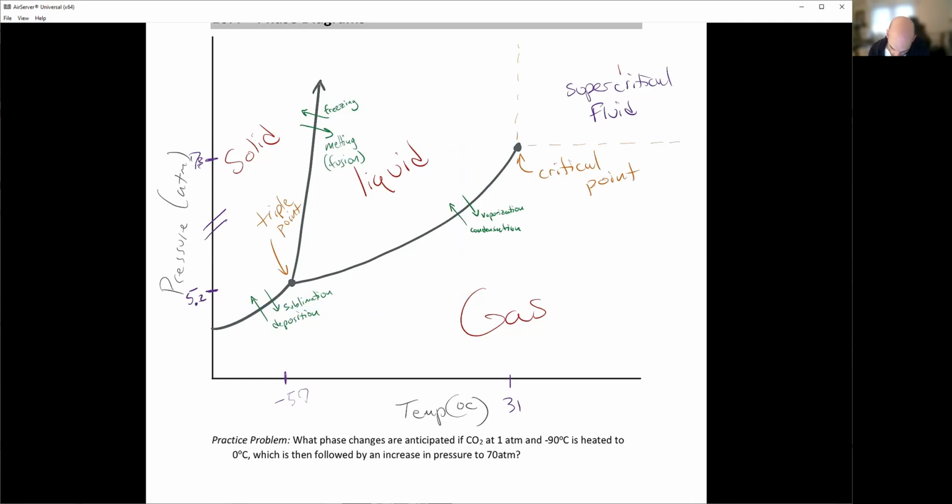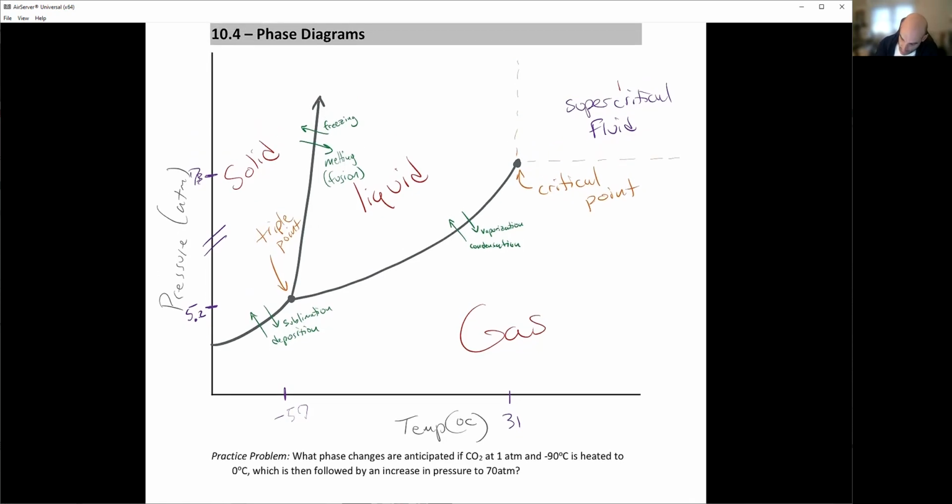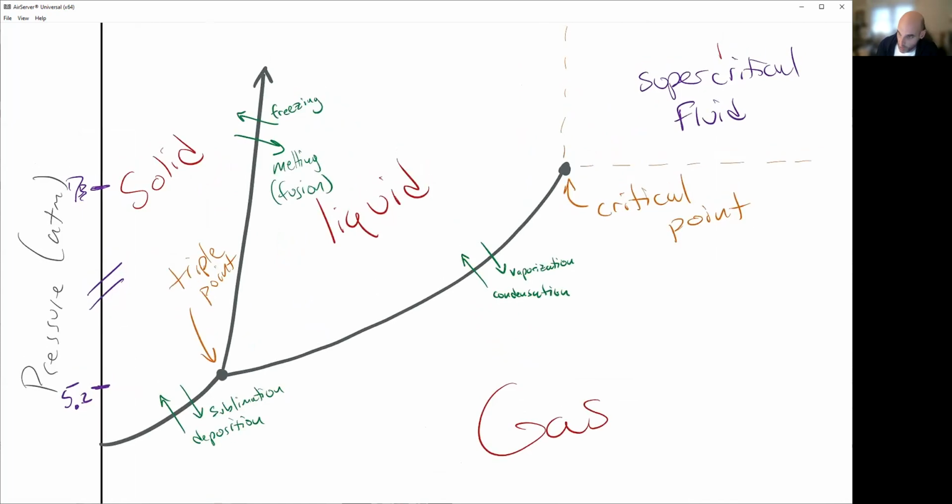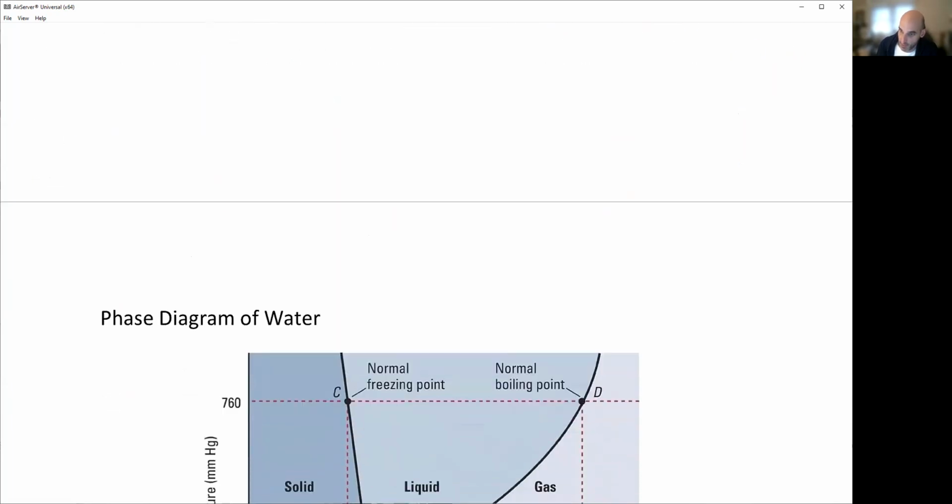What phase are you in at, I don't know, 10 atmospheres and 20 degrees Celsius? So 10 atmospheres, 20 degrees Celsius, maybe around here, you have to be a gas. What about 30 atmospheres and negative 40 degrees Celsius? So here. So that's the kind of idea for what a phase diagram will tell you. All right, good. And so with that, let's take a quick reminder of what this looks like, and then let's take a look at water.